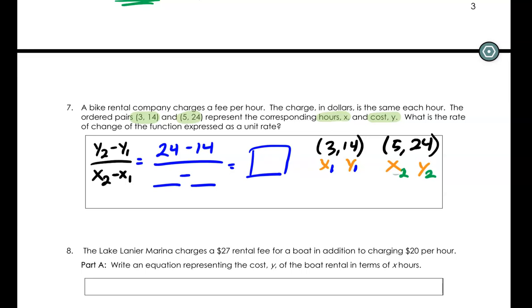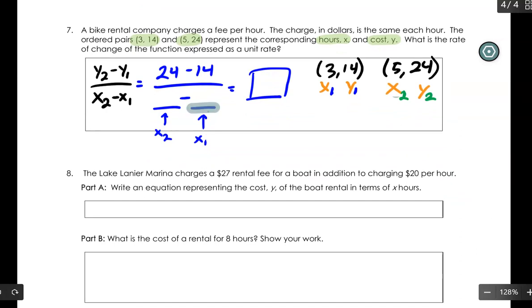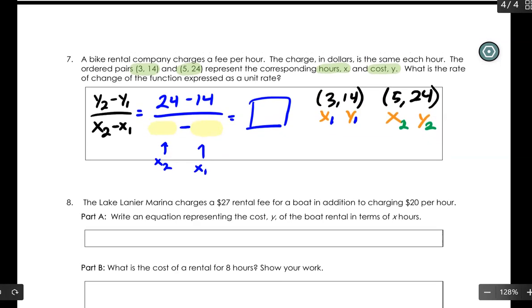So this is x2, and this is x1. Actually, let me change that. I'll use highlights so that the lines don't look like fractions. Alright, so that is how you do this question.